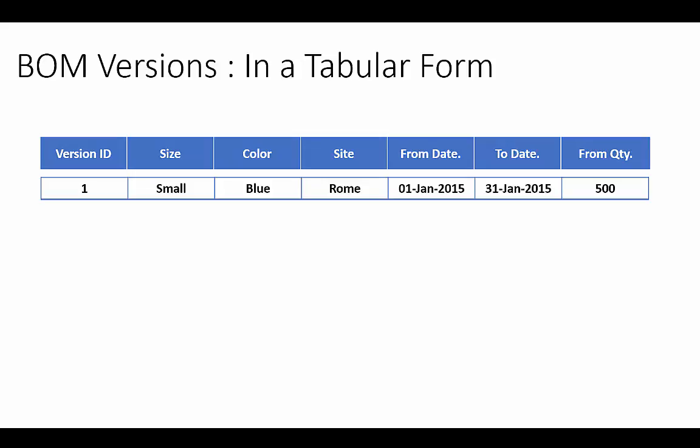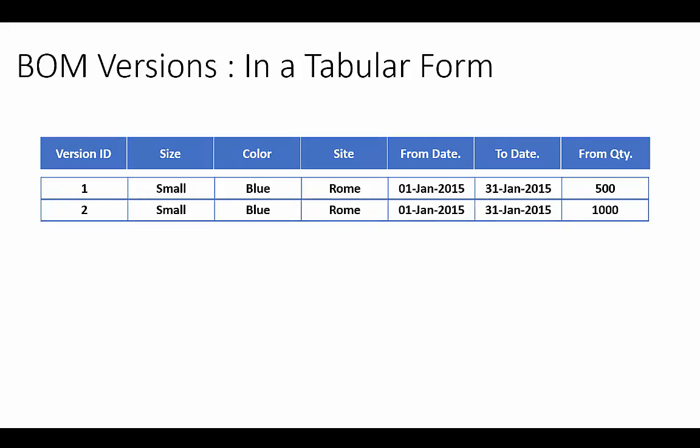Here size and color are the product dimensions. A particular product dimension must be active for a product if we want to use it in a BOM version. BOM version 2 is identical to BOM version 1 except the from quantity is 1000. This means that BOM version 2 is applicable when the order quantity is equal to or greater than 1000 pieces.